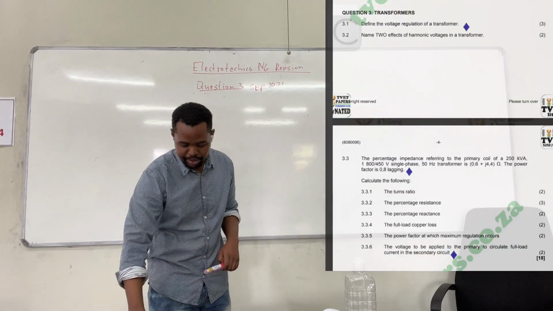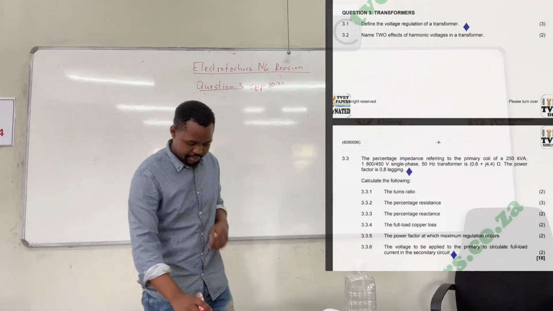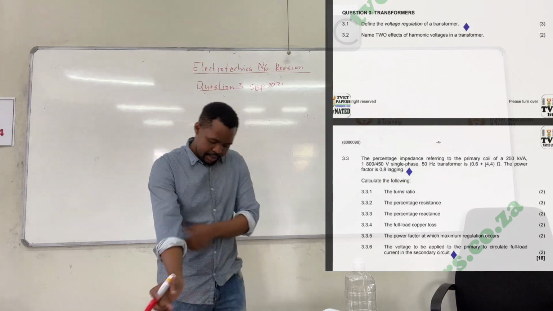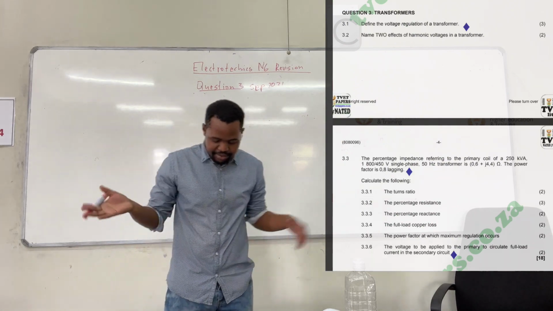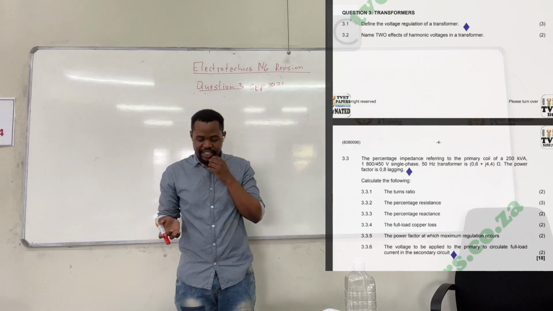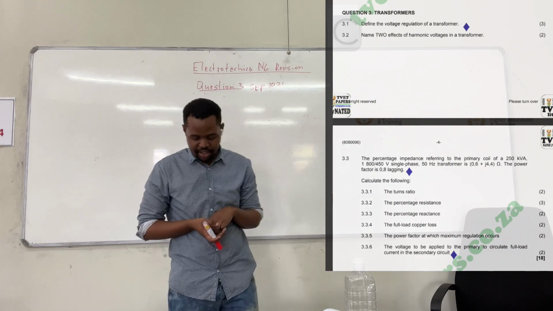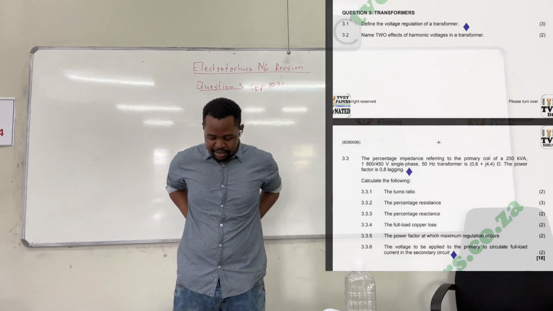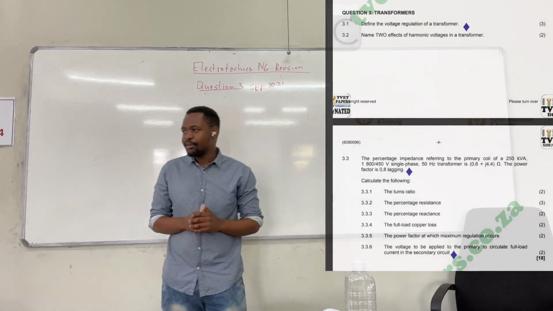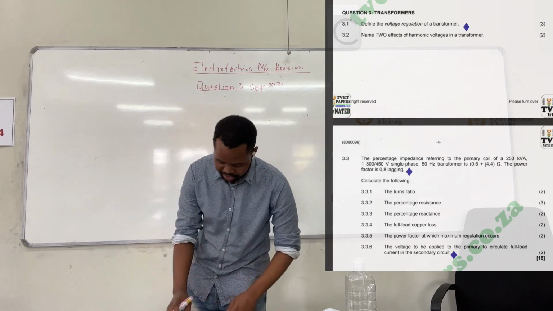Let's go to the question paper. It says define voltage regulation of a transformer. Name two effects of harmonic voltage in a transformer. Those are in the textbook.